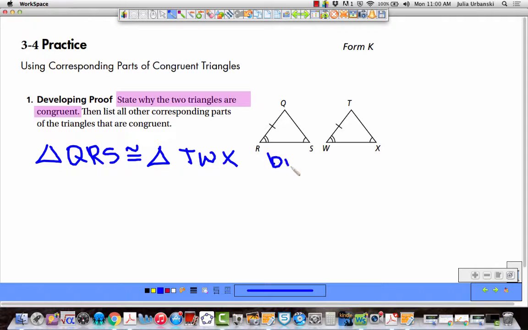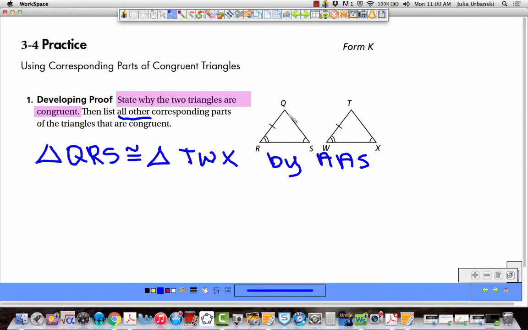By what reason would you give there? Excellent. AAS. Notice those two angles don't have anything in between them. It's just two angles and then the side is over there. That's how you know the two A's go side by side with nothing in between them. Angle, angle, and side. Alright, the question is then to list all the other corresponding parts.